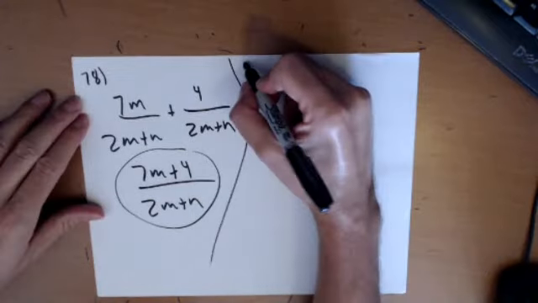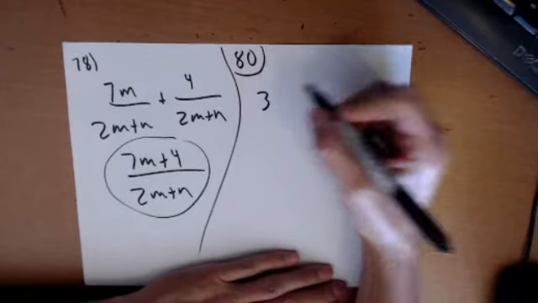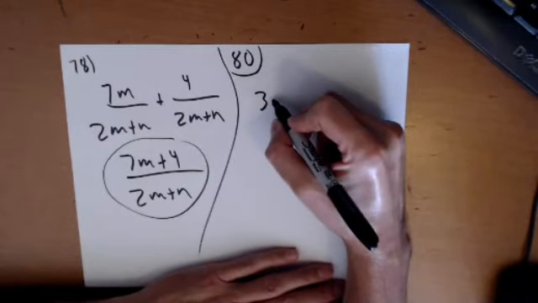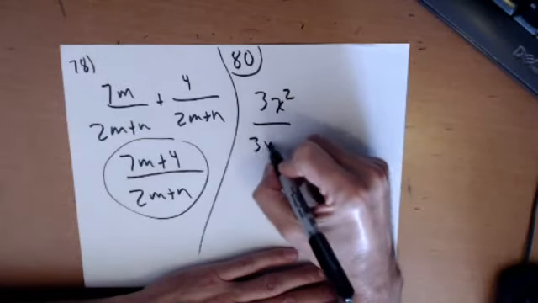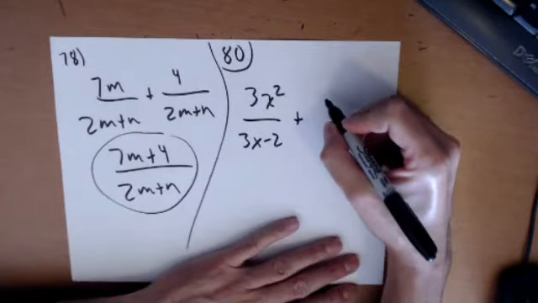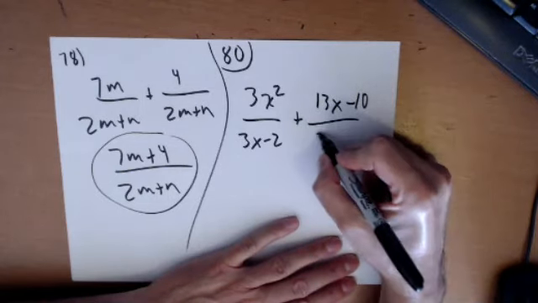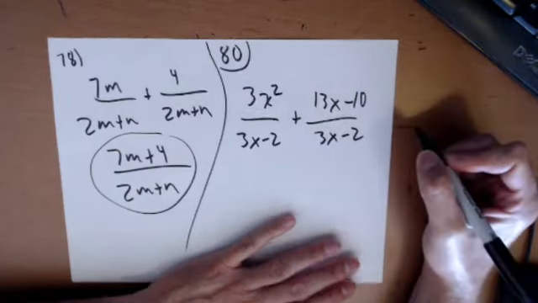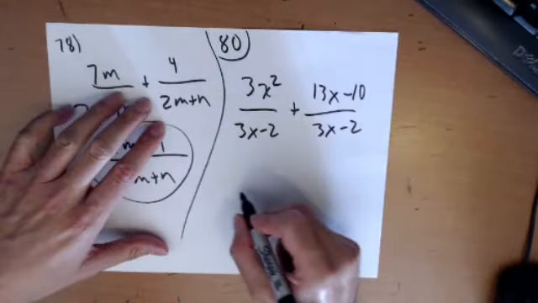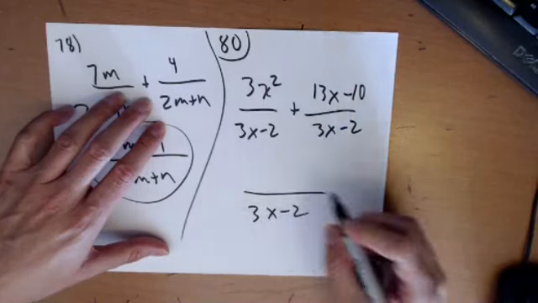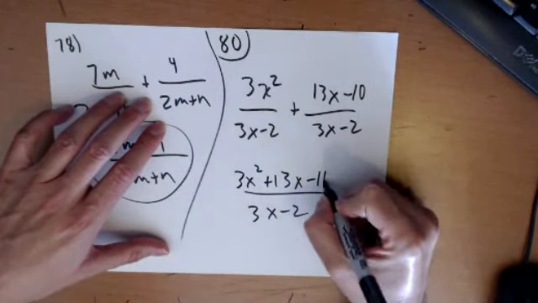Let's try 80. I'm not sure if this one's going to get interesting, but it says 3, it has the letter s. I don't like s. I'm going to use x because s looks like 5. 3x squared over 3x minus 2, plus 13x minus 10 over 3x minus 2. Okay, the bottoms are the same, so this should be easy. 3x minus 2 on bottom. 3x squared plus 13x minus 10.